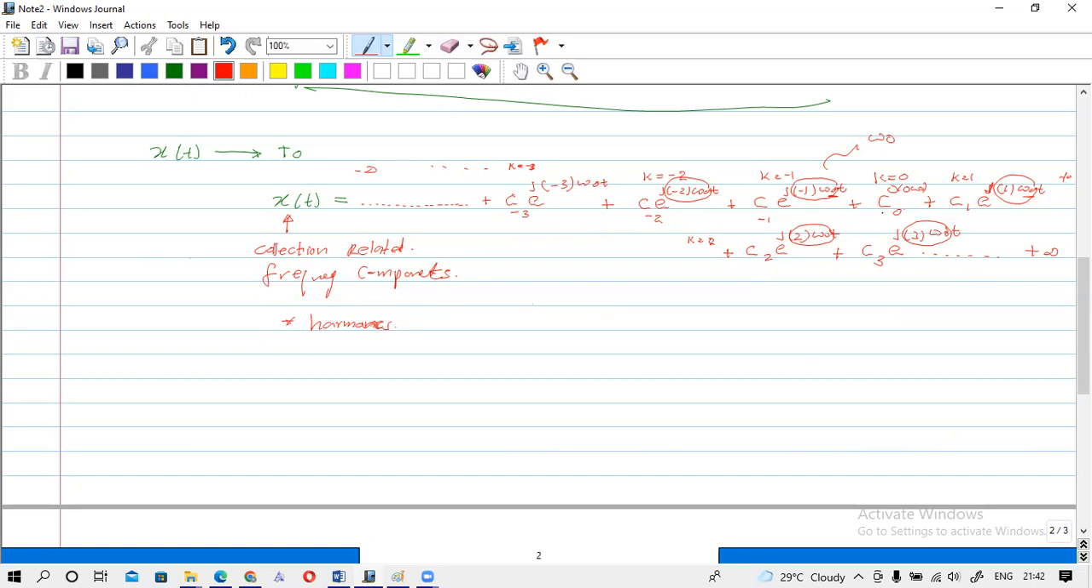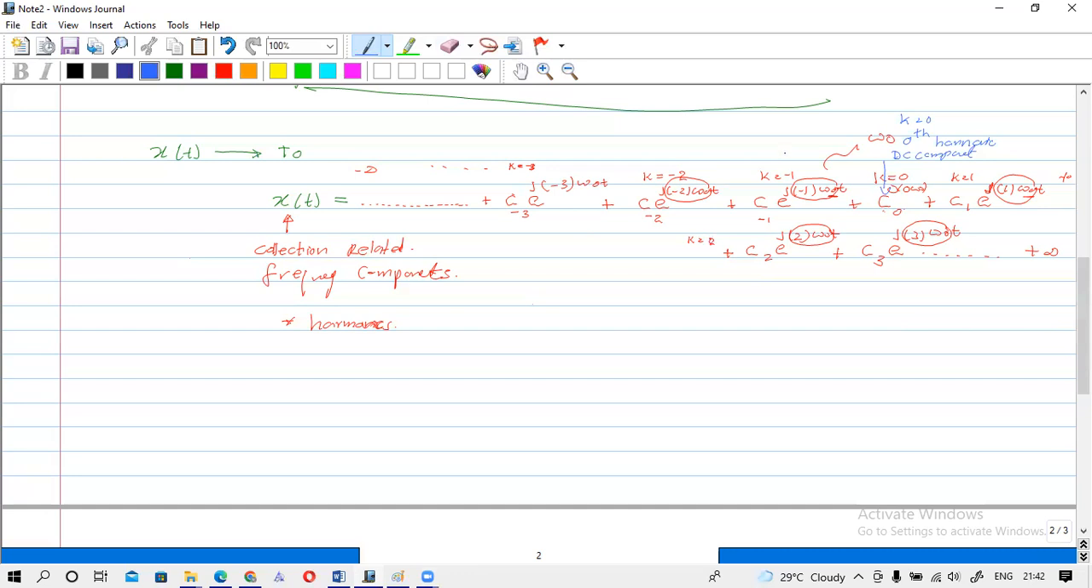If you consider this one, this is C naught only, where the frequency is 0. So what is this? It is a DC component. There is no frequency. It is a DC component, and that one is the 0th harmonic. That means k is equal to 0. So this is the 0th harmonic.